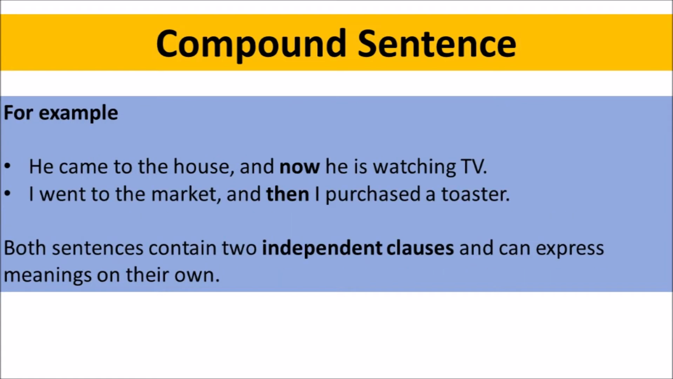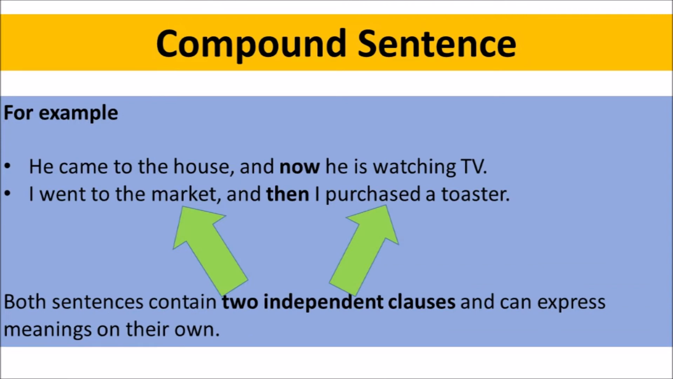For example, "He came to the house, and now he is watching TV." "I went to the market, and then I purchased a toaster." Both sentences contain two independent clauses and can express meanings on their own.